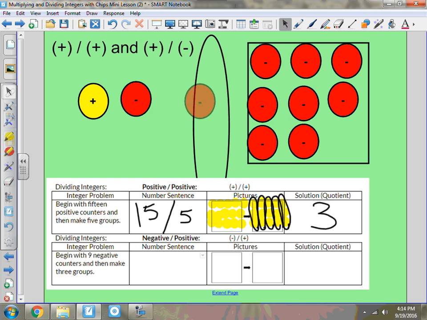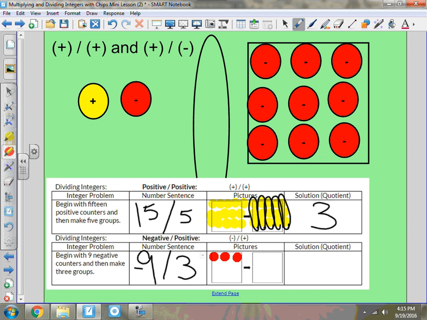Before I get there, I'm going to write out my number sentence. I started out with 9 red chips. That's a negative 9. And then I'm making groups, so I'm going to be dividing. I'm making 3 groups. That's a positive 3. Again, I'm going to write down what I've started with. I've got 9 red circles on the left. Now I'm going to be doing the work. On the right-hand side, I'm going to redraw everything I've got: 9 red circles.